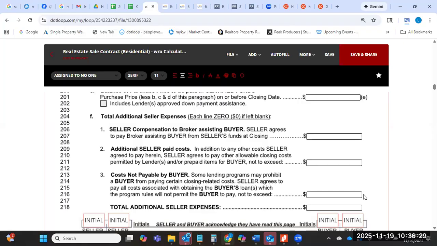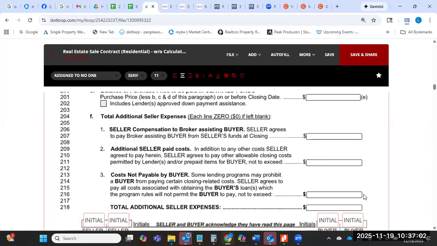Line number 211, the additional seller paid costs. These are the closing costs that we're asking the seller to pay on behalf of the buyer. Another really important reason for you to do the estimated closing costs for your buyer is that your buyer may say, well, I don't have any idea how much to ask for. You've done your estimated closing costs, and so now you know how much additional, over and above their down payment, the buyers would have to bring to the table. So that's what we're asking the seller to pay here.